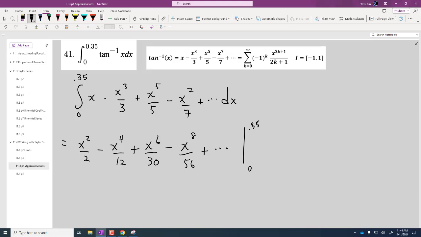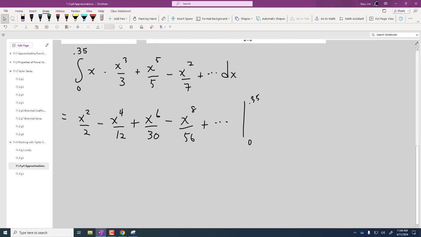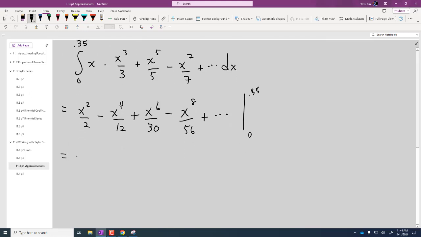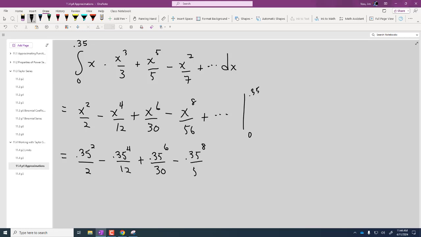And once again, we see that 0 gives us nothing. So we're in the same boat as the last one. We're going to end up with an alternating series, and the alternating series is the one series that we have mastered the remainder for. So all we need to do is find the first term that's less than 10 to the negative 5.